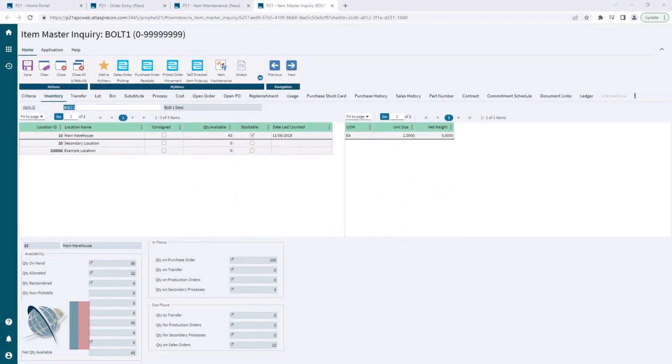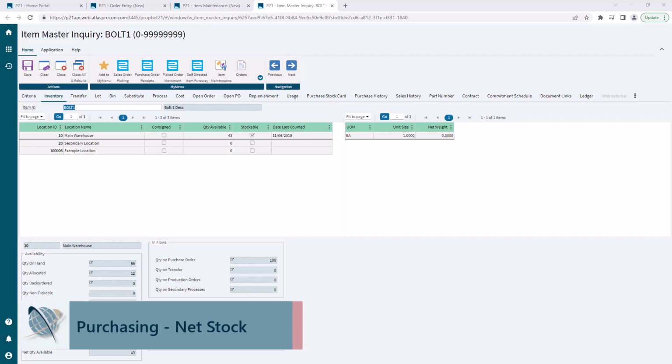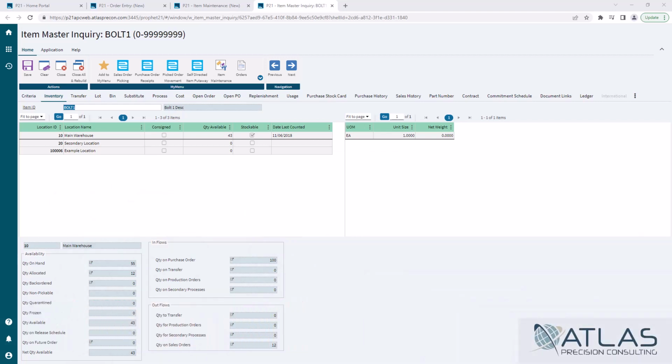This video is about NetStock. And NetStock plays very heavily into purchasing. And it plays heavily into the two most common replenishment methods in P21, which is min-max and up to.